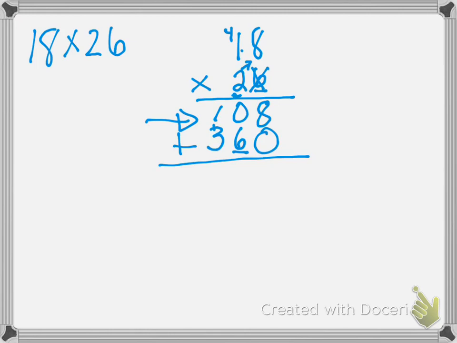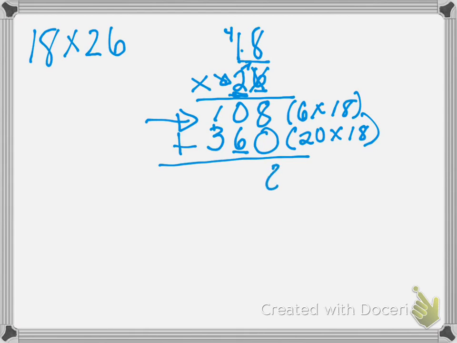Now this 108 represented 6 times 18. Remember, we went 6 times 8, 6 times 10, 6 times 18. And then 360 represented 20 times 18. Now we have nothing in the hundreds place, so we're going to add. And so our product is 468.